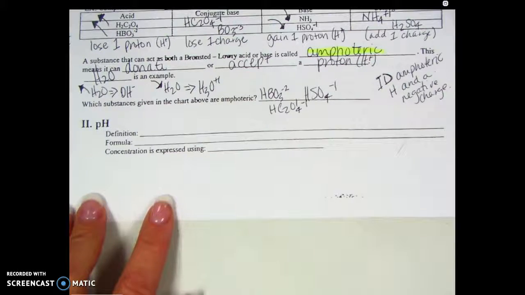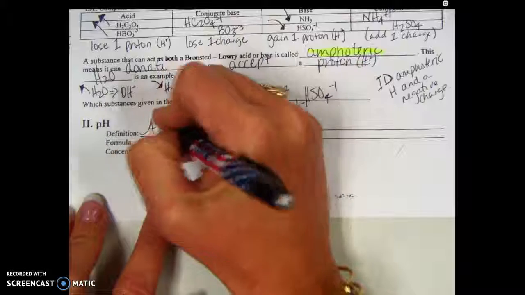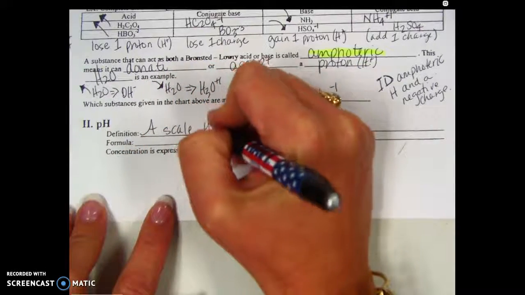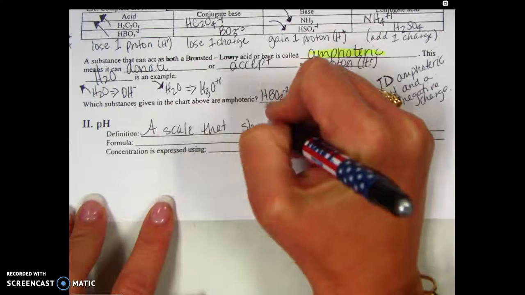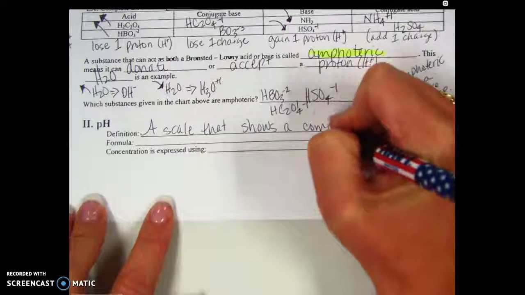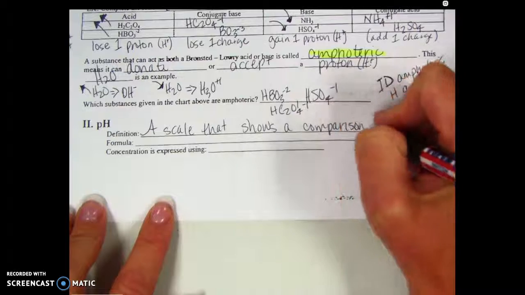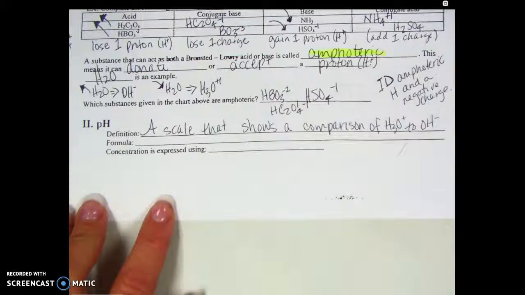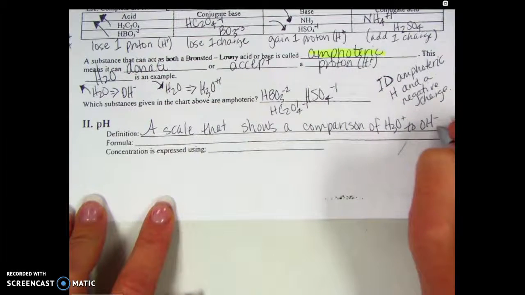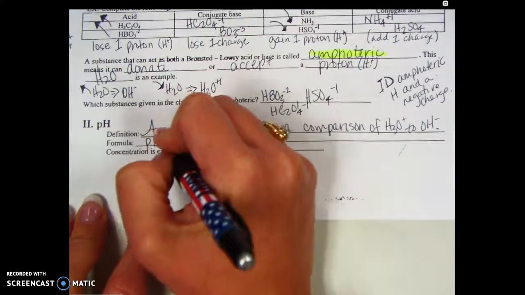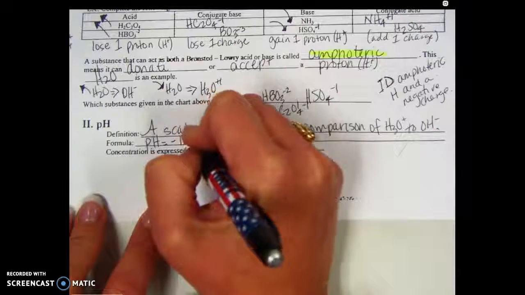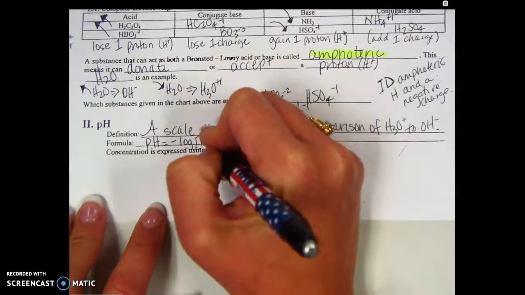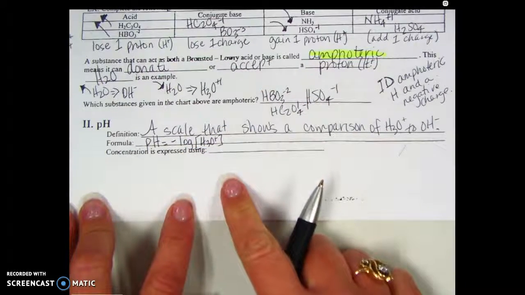Okay, so pH. The definition of pH is a scale that shows a relative comparison of hydronium ions to hydroxide ions. The formula for pH is pH equals negative log of the hydronium concentration. Don't panic. We're going to go over it here shortly.